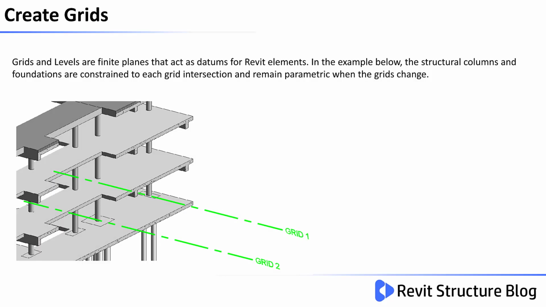Grids and levels are finite planes that act as datums for Revit elements. In the example below, the structural columns and foundations are constrained to each grid intersection and remain parametric when the grids change.